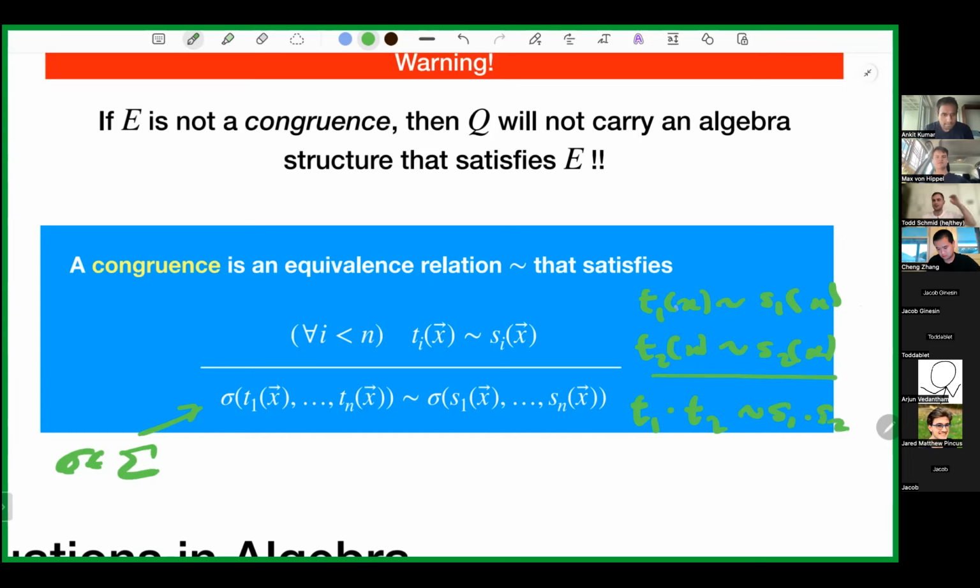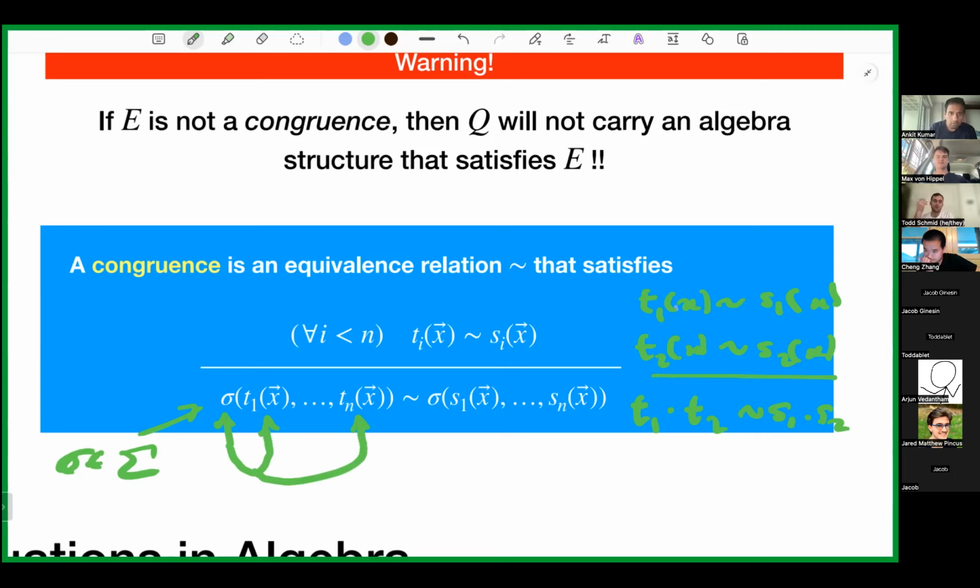So all this is saying is that if you have some equivalences between terms, and then you use those terms in an algebraic construction, then you retain the equivalence. Basically creating a term out of t1 to tn. Yeah, exactly. Got it. So sigma is just an algebraic operation, and these are the sort of inputs to this algebraic operation. Yeah. Thanks.